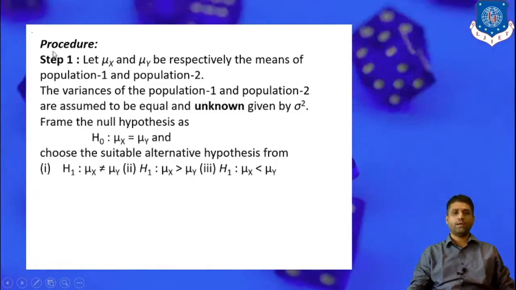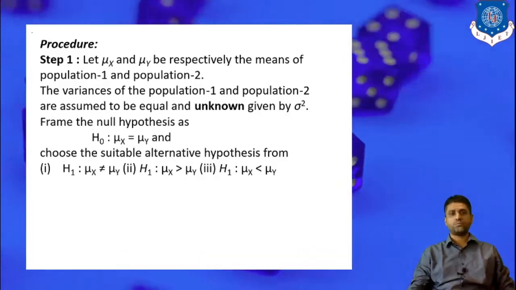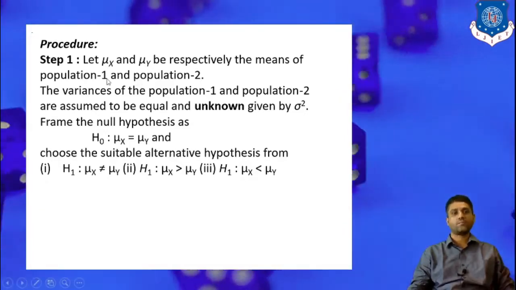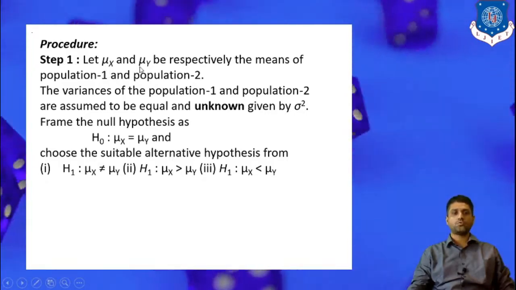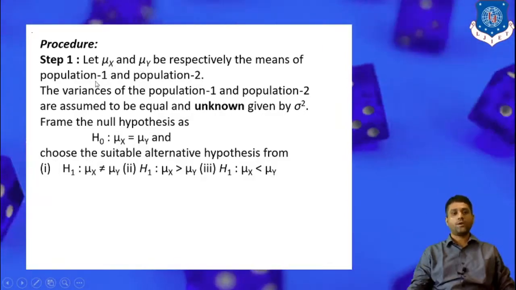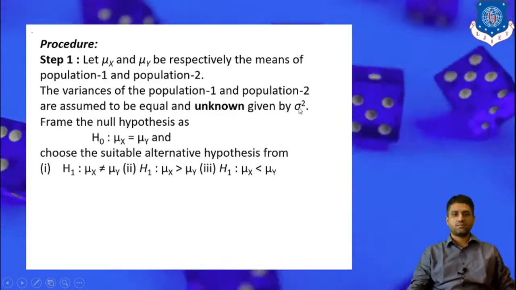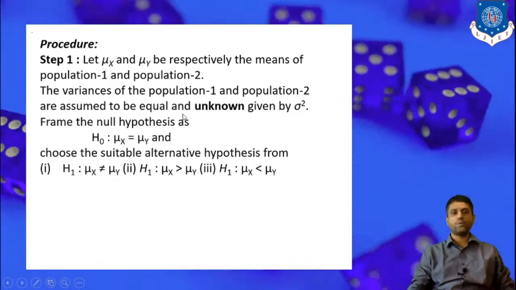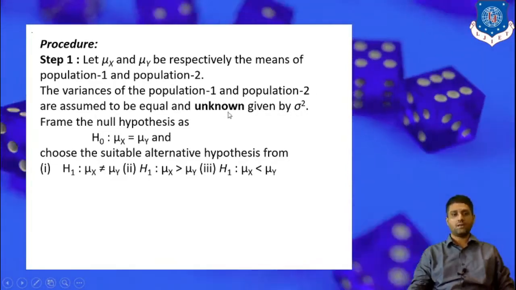Now just quickly we have to see the procedure. Almost all the steps in this procedure are the same, with just a minor change in the selection of the T statistic. Step number 1: we have to check the equality of means of two populations, so we consider mu x and mu y as the means of population 1 and population 2. Remember, the variances sigma square of the first as well as second population are assumed to be equal and unknown. That is, sigma x square and sigma y square are both equal but unknown.